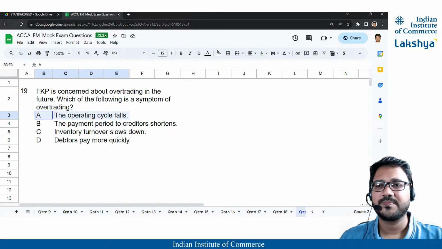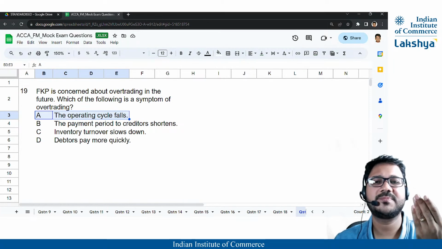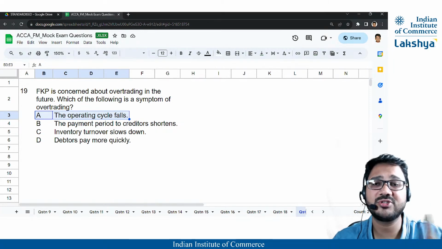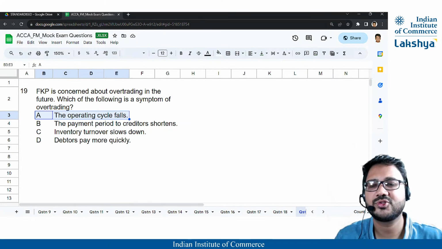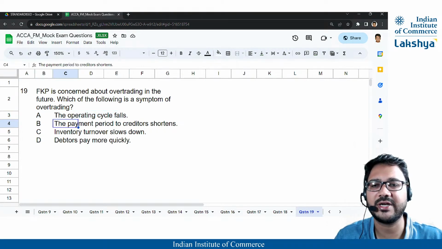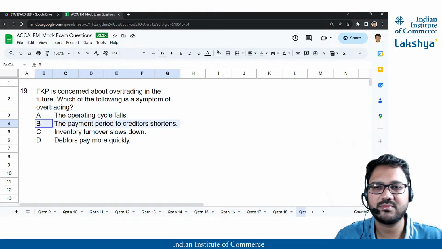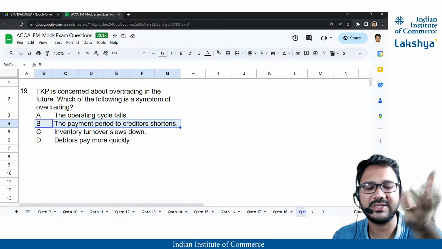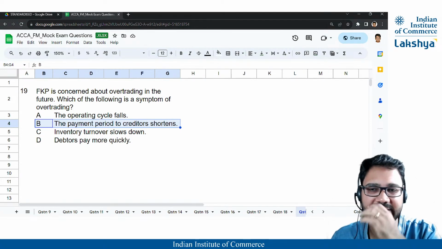No, no, no. In fact, it would increase because the current assets are increasing, so it's going to take more days for you. So this is incorrect. The payment period of creditors shortens? Well, that's not true. Our liabilities, as in current liabilities, go up, so it's going to be extended because you're going to get money late, so you're going to pay money late.